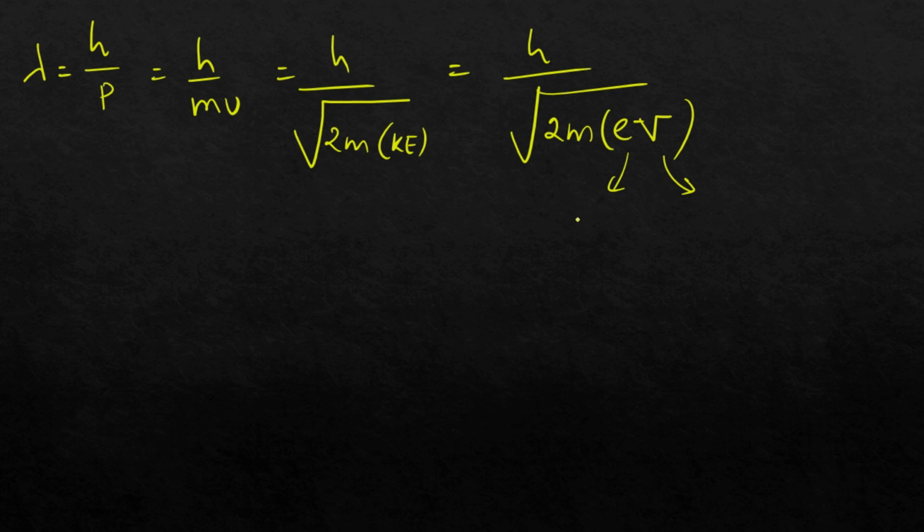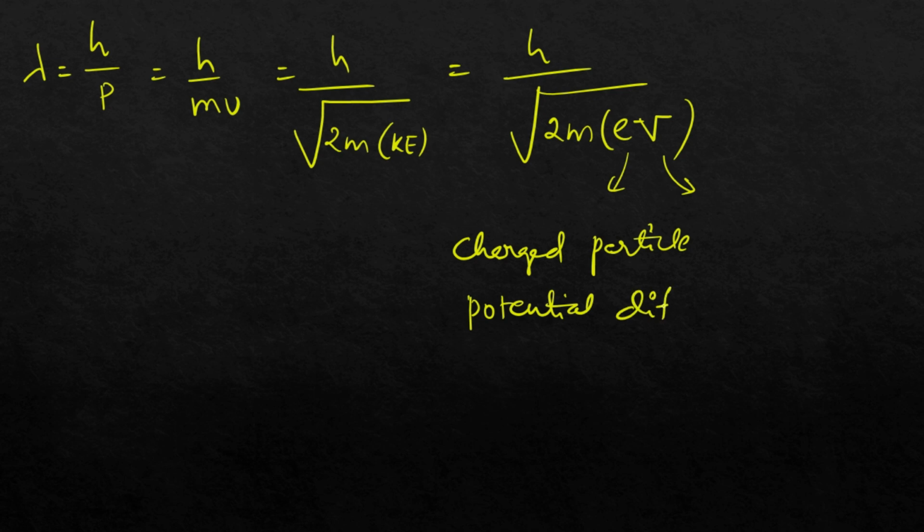Here, e is not only for the electron, you can apply it for any charged species, any charged particle which is moving under potential difference V. Potential difference will be V.